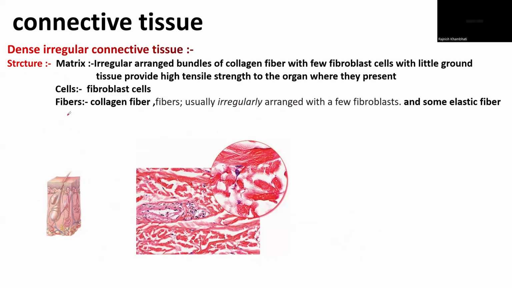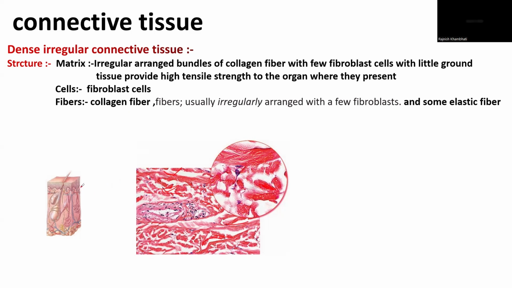Next, dense irregular connective tissue. You can see this is the diagram of irregular. We call it irregular because these are the fibers which are irregularly placed, not properly arranged. And that's the reason we call it irregular.